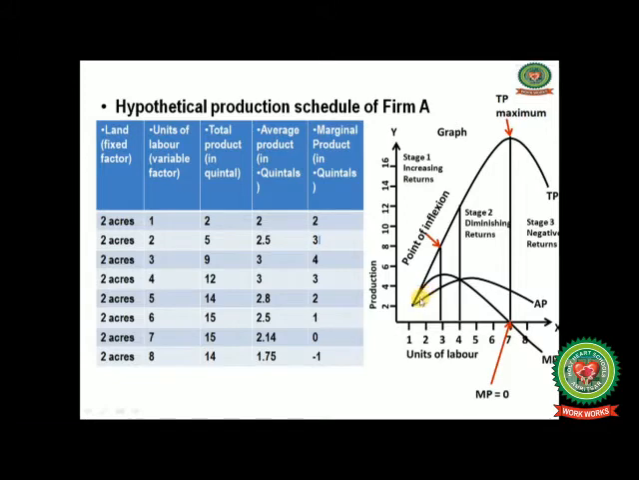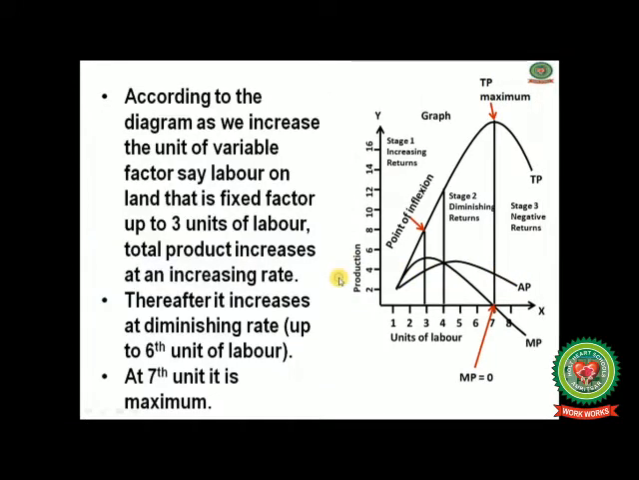In the same way, when we join the points we will get this inverted U-shaped marginal product curve. Now in the same way for the total product we will mark all the points, and after joining the points we will get the inverted U-shaped total product curve, and in the same way we will get the average product curve.